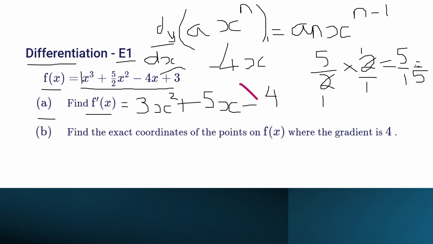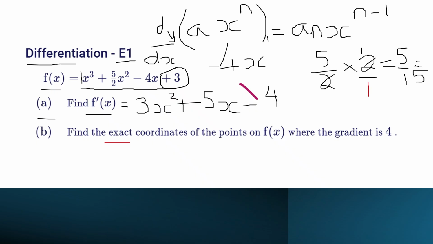And then the plus 3 differentiates just to 0, okay, because constants differentiate to 0. Okay, so if you want, you can obviously put a plus 0 there, but it doesn't really make much of a difference. Okay, so that's the first part done.